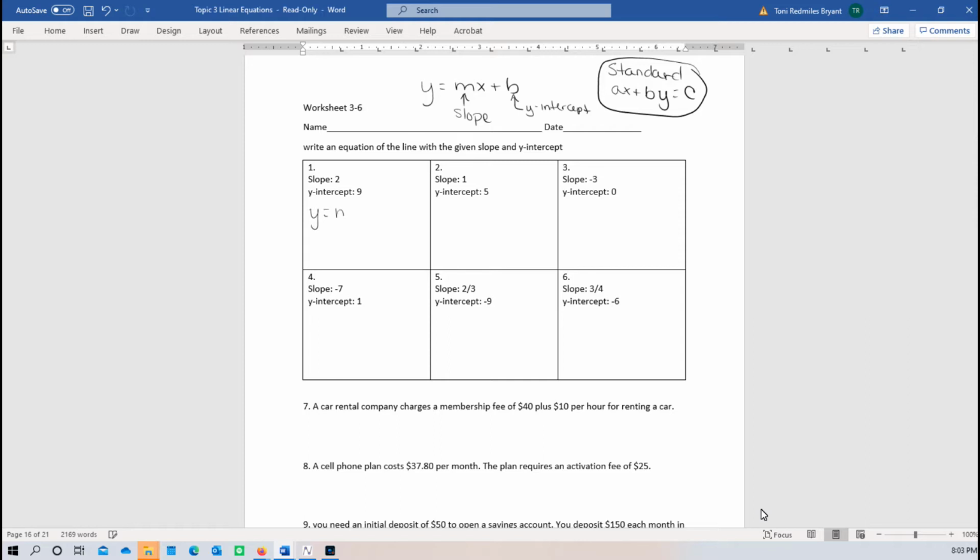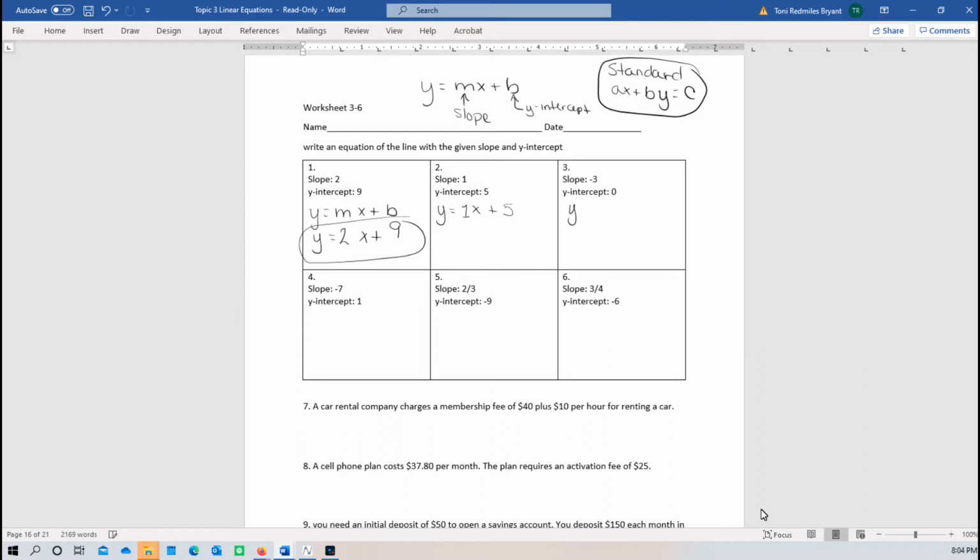So y equals mx plus b. 2 is my m. 9 is my b. Fill in my x and y because they're always varying. And my equation is y equals 2x plus 9. Again, in this one, got to put in my m and b. Everything else stays the same. My m is going to be 1 because that's the same as the slope. My 5 is going to be the b because that's the same as the y-intercept.